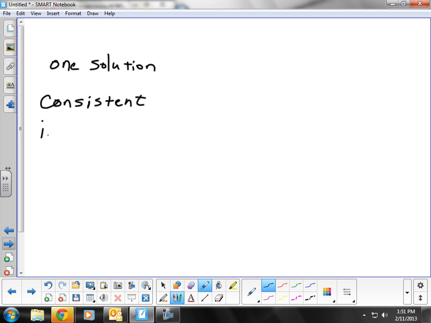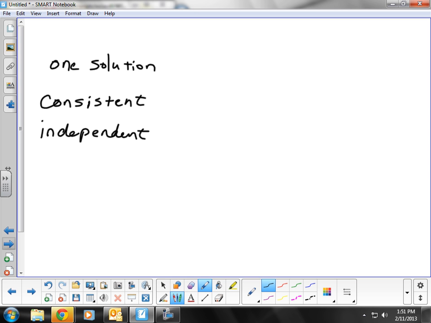And they're independent. Independent means they're actually two different equations. Okay, so they're consistent and independent. Two different categories that I can categorize these into. If they have one solution, they're considered consistent equations. It is a consistent system of equations, and they are independent equations.